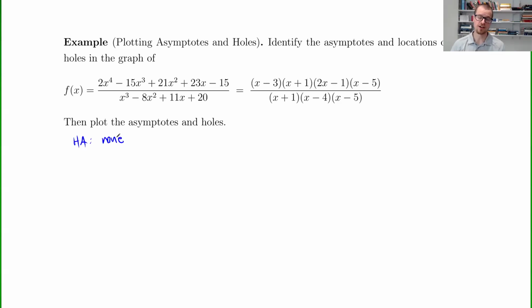Again, when the degree of the numerator is less, we will have a horizontal asymptote of y equals 0. When they are the same, the degree of the numerator and denominator, we'll have a horizontal asymptote of the ratio of leading coefficients. And when the degree of the numerator is higher, there is no horizontal asymptote. There is, however, a slant asymptote in this case when the degree of the numerator is precisely 1 degree higher than that of the denominator.